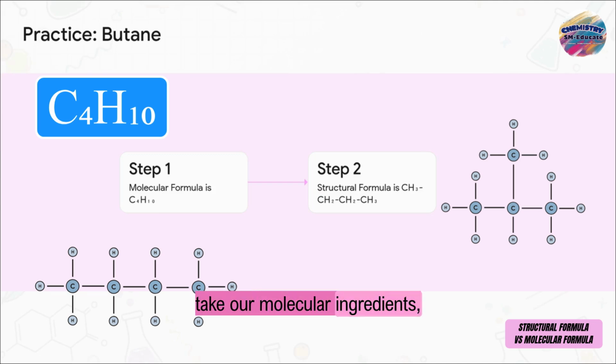Now for butane, we do the exact same thing, we just extend the logic a bit. We take our molecular ingredients, 4 carbons and 10 hydrogens. Then we just string them together into a longer structural chain. So we have a CH3 at both ends and 2 CH2 groups right in the middle. We are essentially just reading the architectural blueprint from left to right.